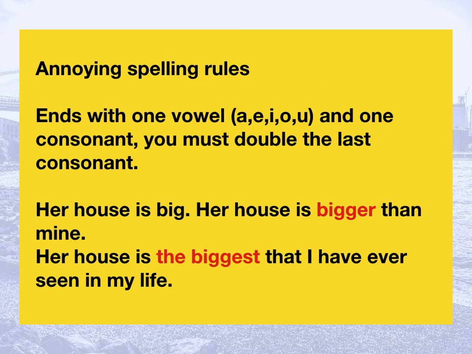Okay, now a couple of annoying spelling rules. If the adjective or adverb ends with a vowel, A, E, I, O, or U, and a consonant, you must double the last consonant. Her house is big. Her house is bigger than mine, because you have the vowel I and then the consonant G. Her house is the biggest that I have ever seen in my life.